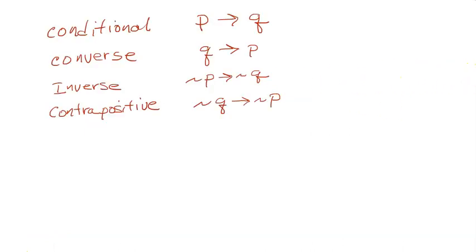So, as we mentioned in our flipped classroom lesson, we have the conditional, P, then Q. Now the converse of that is Q, then P. Now the inverse is not P, then not Q, and the contrapositive is not Q, then not P.